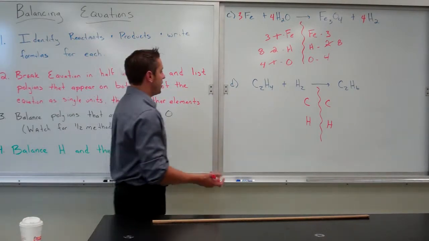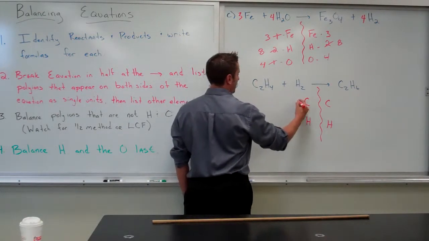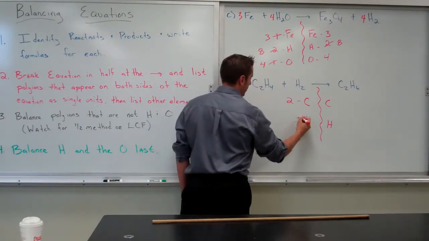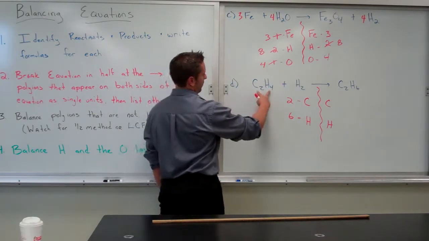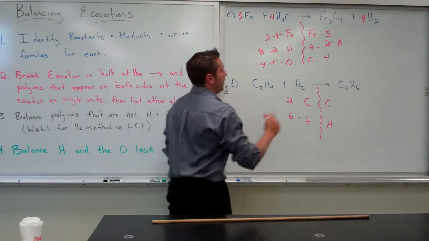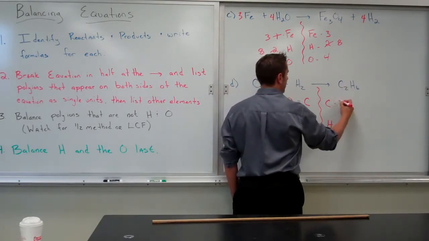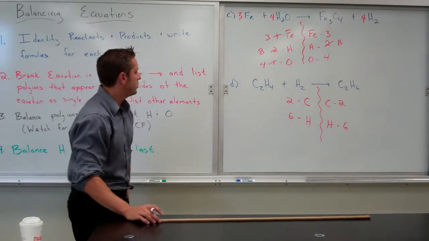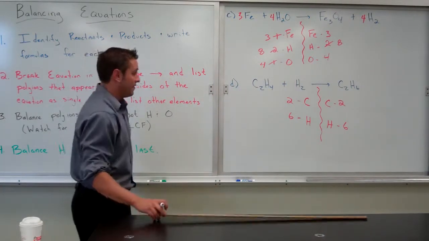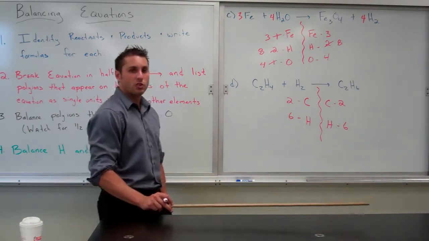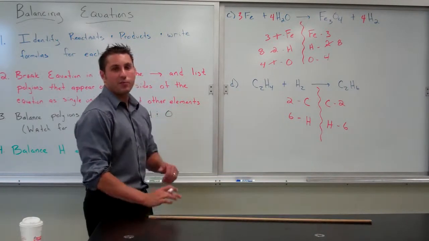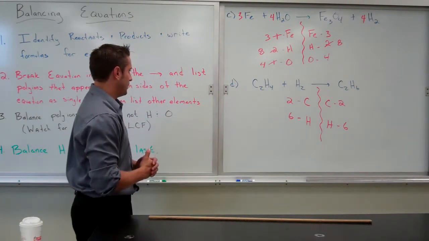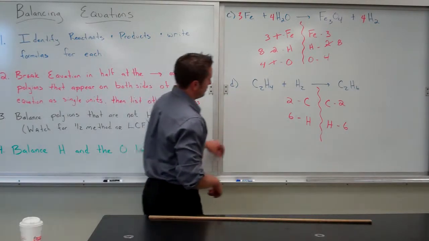Now we list how many of each there are. Looks like I have 2 carbons here, 4 hydrogens plus 2 more means 6 hydrogens, right? 4 from this compound, 2 from this one. Over here, just 1 compound, I have 2 carbons and 6 hydrogens. So we take a look, and sure enough, this one is already balanced, so I don't have to do anything to it. Simply having the formulas there is enough to have that equation balanced. Let's try 2 last ones.